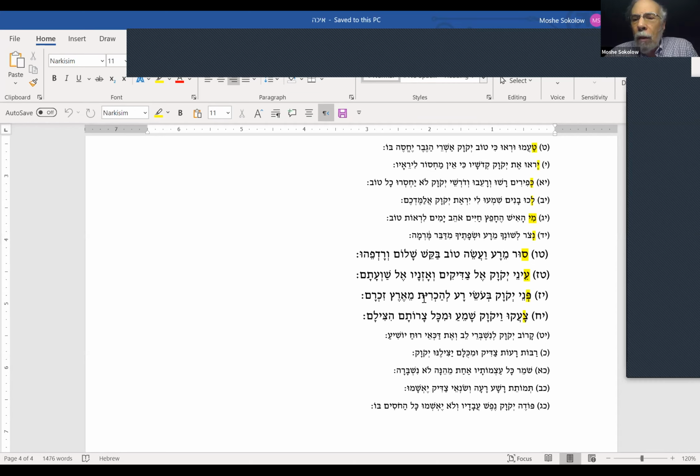Now, what does it say in the next verse? Tza'aku, if they cry out, Vashem shamea, God will hear them, umikol tzarotam hitzilam, and he will spare them from all of their troubles and misery.